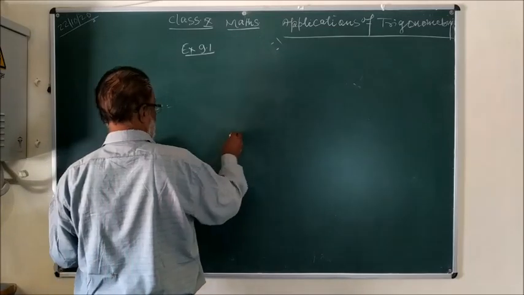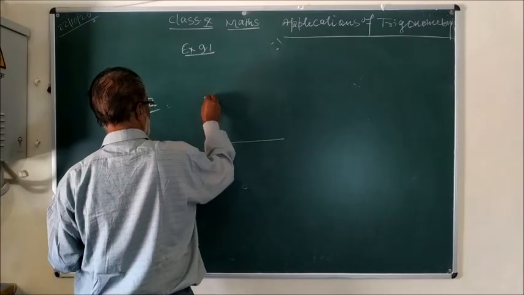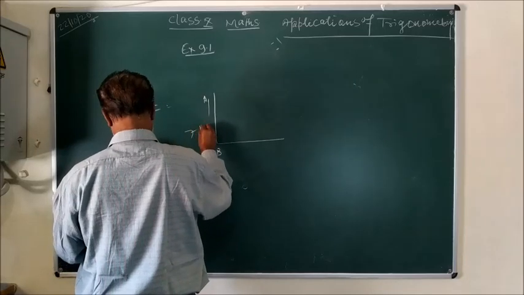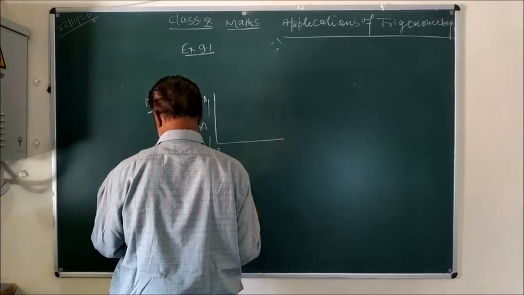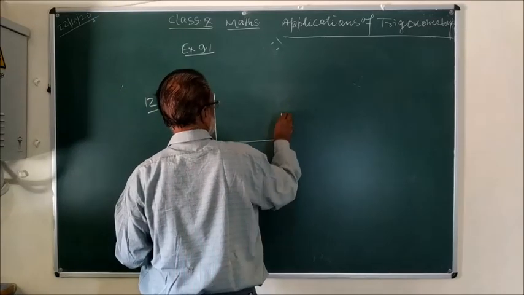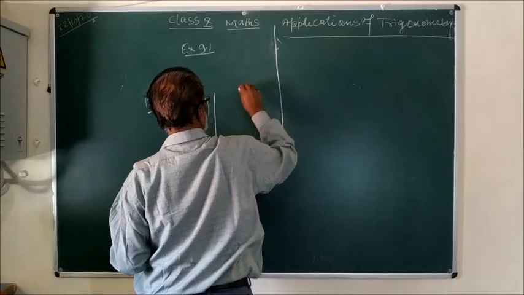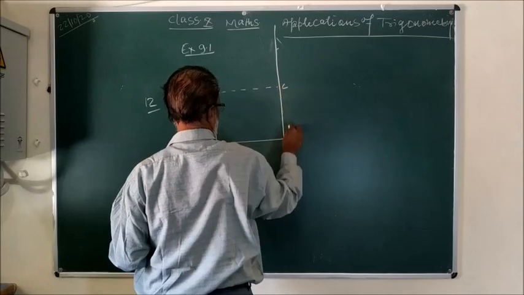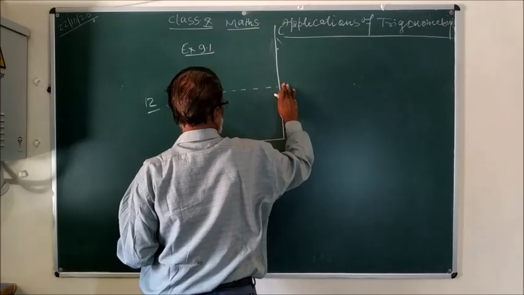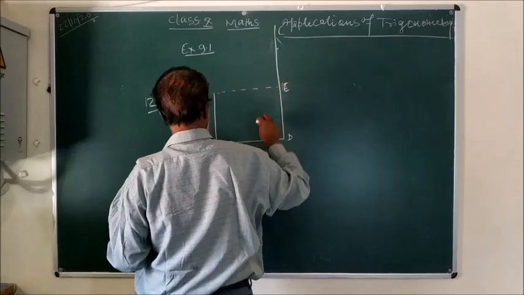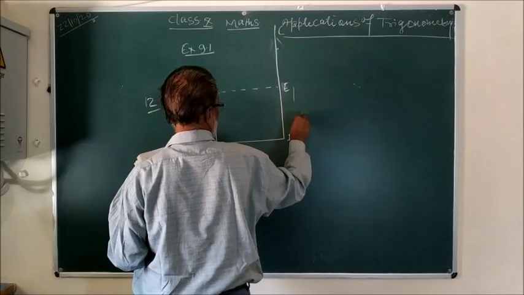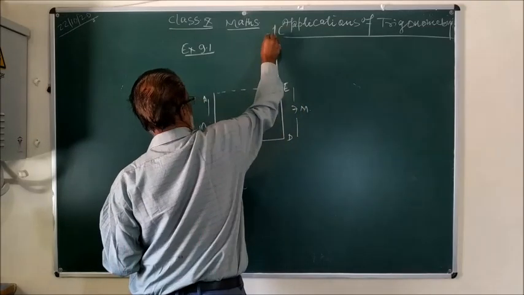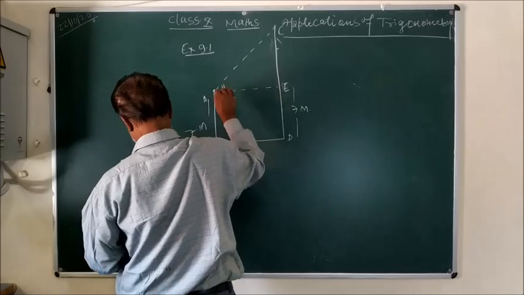A 7 meter high building, suppose this is a 7 meter high building. Angle of elevation of the top of the tower. This is the angle of elevation of the top of the tower. How much will this horizontal be? CD is the tower, and this is 7 meters. So this is also 7 meters. Angle of elevation of the top of the tower. See, the angle of elevation.